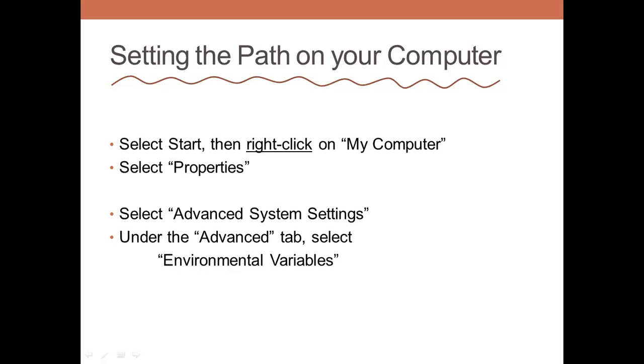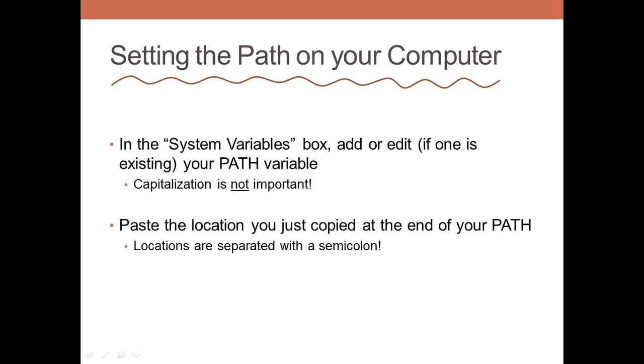After you've copied your location, select Start, then right-click on My Computer. Select the Properties option, and then you'll see an option called Advanced System Settings. Select that, and under the Advanced tab, you'll want to select Environment Variables. Look at your system variables to see if you have an existing path variable. If you do, you'll want to edit the path variable, but if you do not, you'll need to add one.